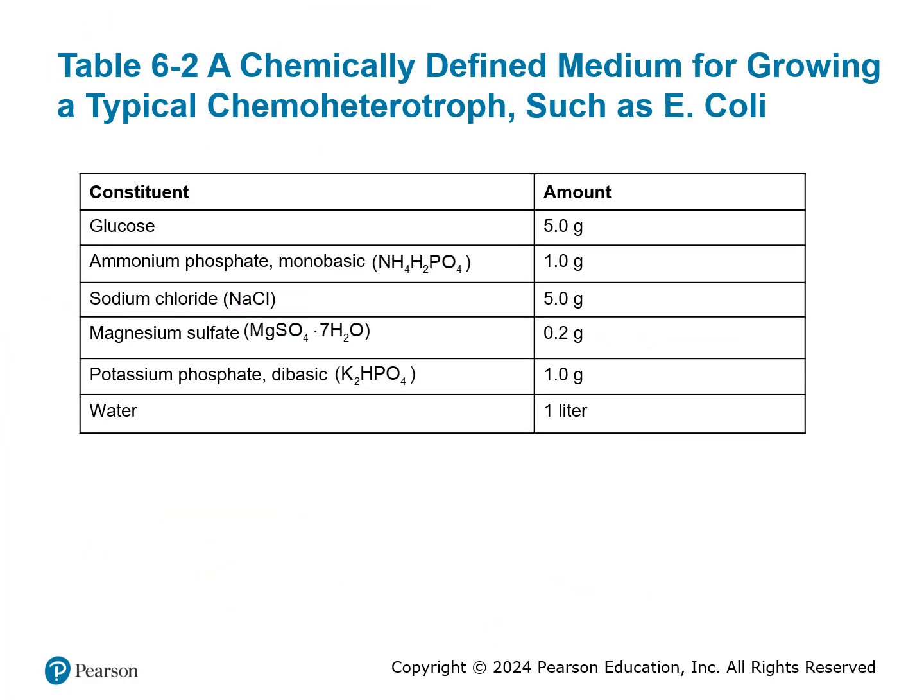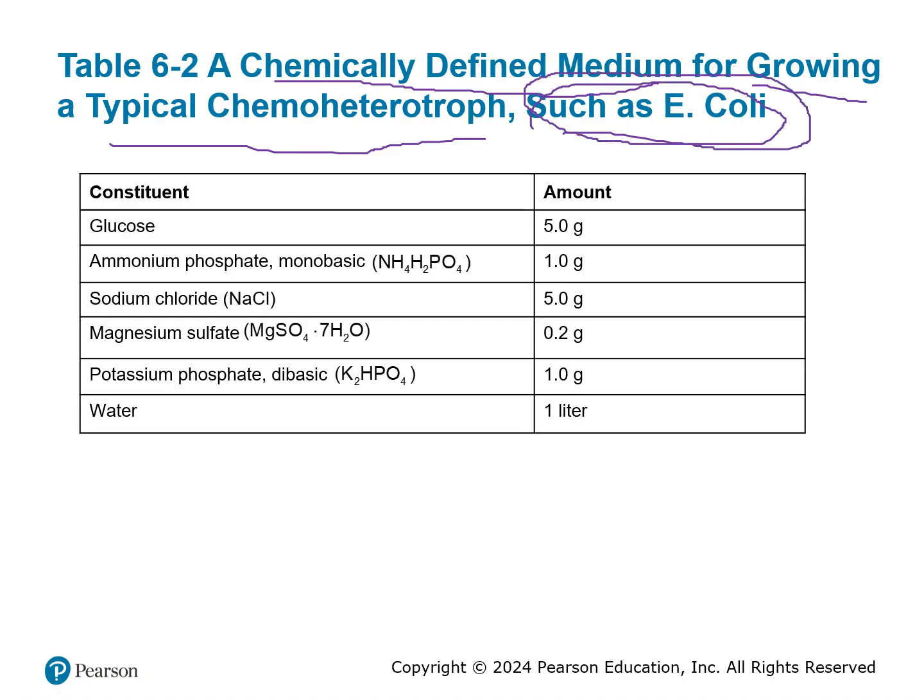Okay, so this is an example of a chemically defined media for growing a typical chemoheterotroph, such as your good old feces bacteria, E. coli. So some strains of E. coli are pathogenic, some are part of your normal microbiota or normal flora. So you see this one, we know exactly what constitutes the media.